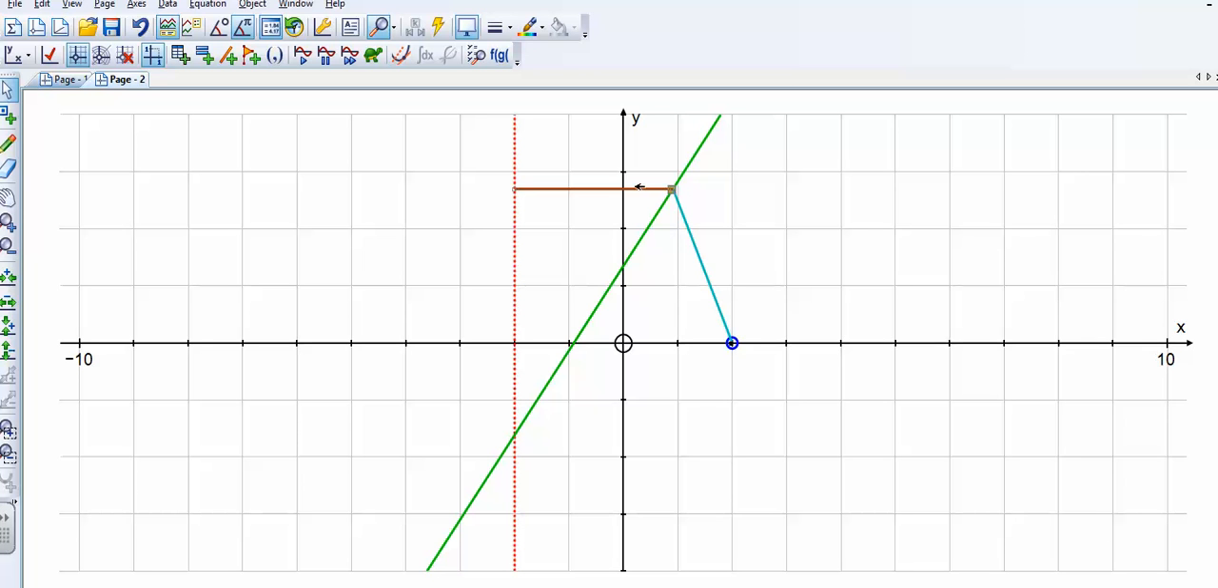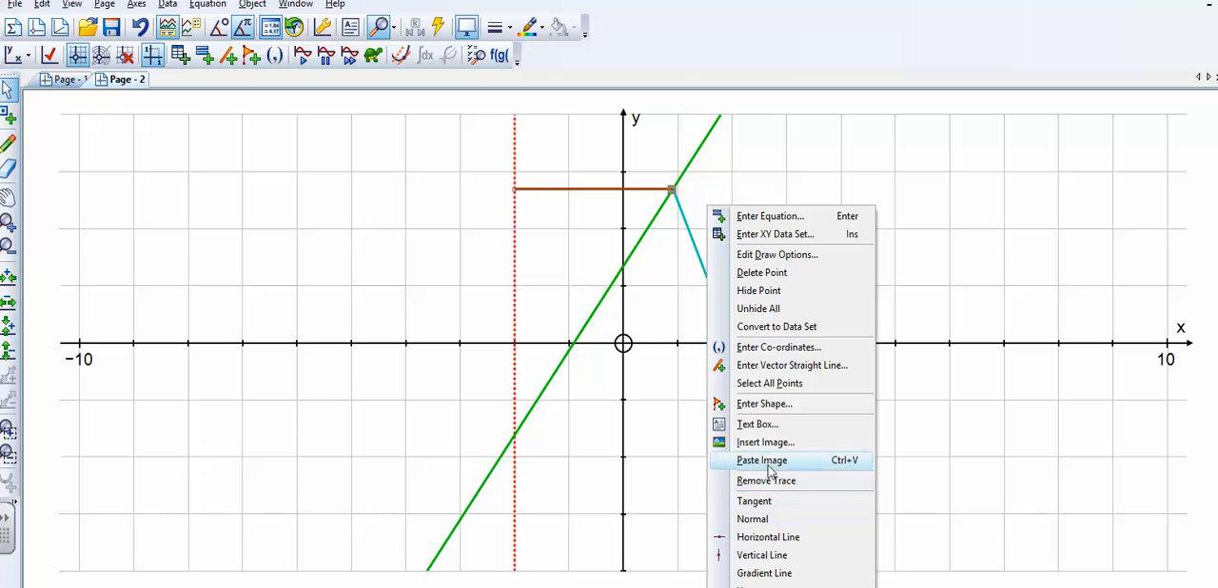So I know that this distance and this distance will be exactly the same. So the brown line segment and the turquoise line segment are exactly the same length. And I'm going to keep those exactly the same length. And I'm going to move this point here around, and I'm going to see what happens as I trace that point. So I put a trace on that point.